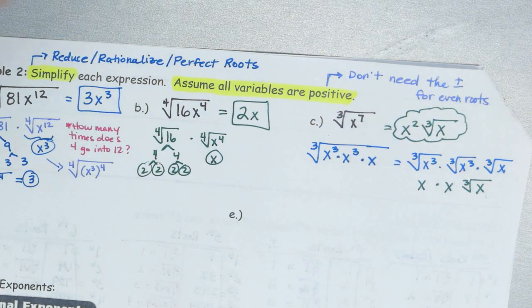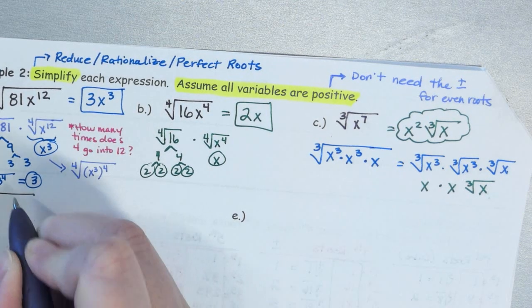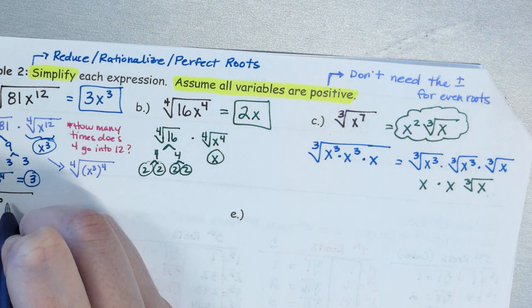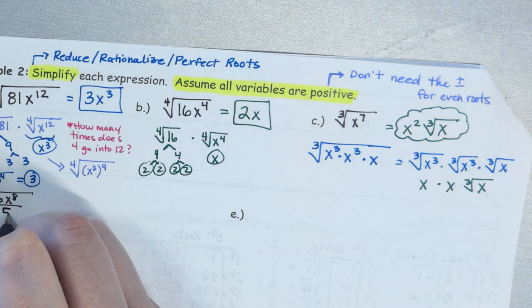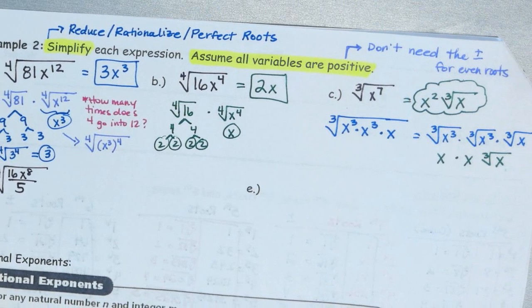Alright, let's try some division. So division is going to be fractions. So you have the fourth root of 16 x to the 8th over 5. Do you have any questions for me on part C?